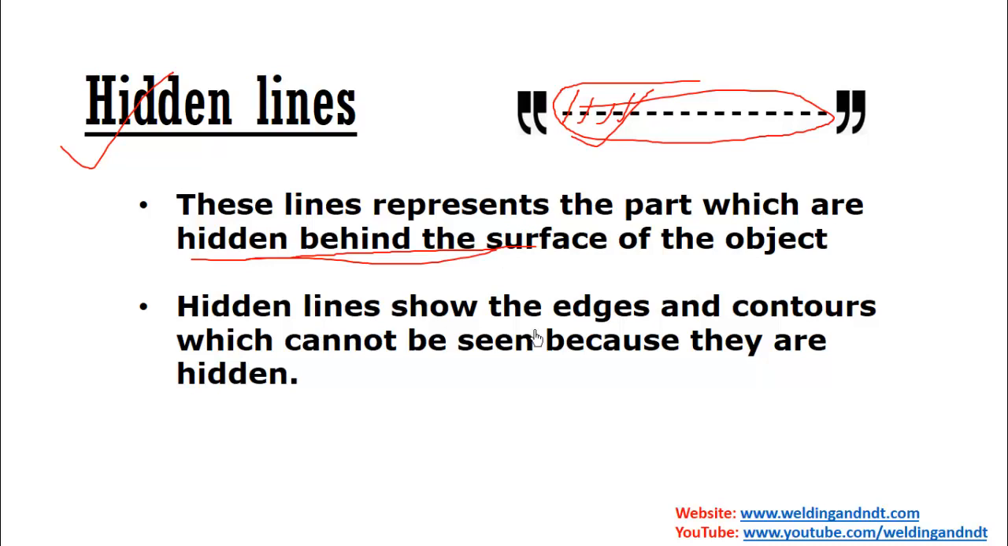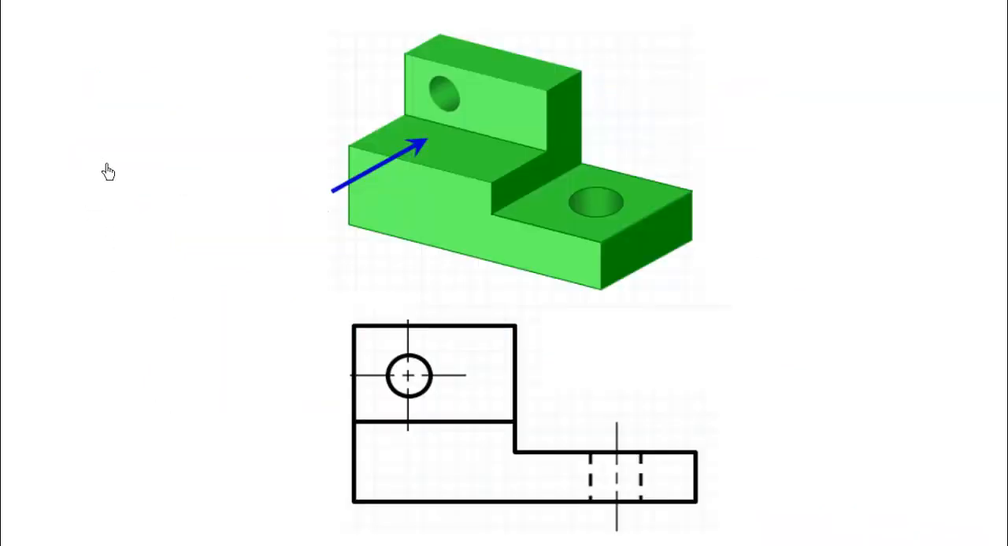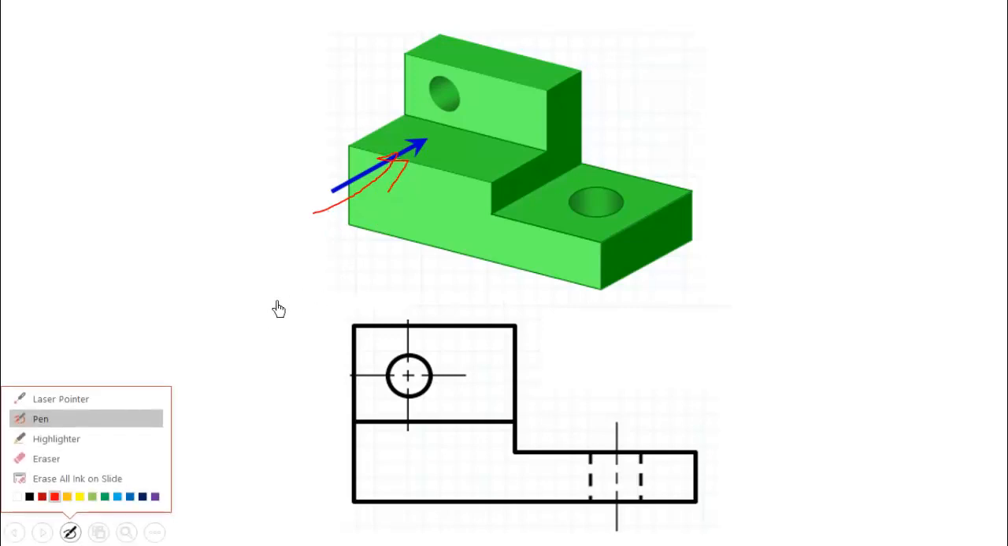Now hidden lines show the edges and contours, that is surfaces, which cannot be seen because they are hidden. Since they are hidden but important, you have to show them, so you use hidden lines. So from this example we'll see this is a three-dimensional item.